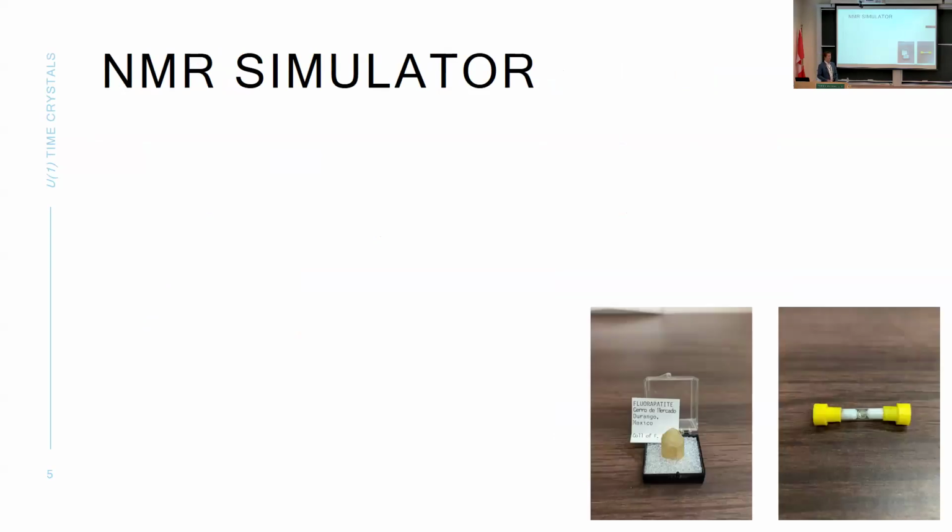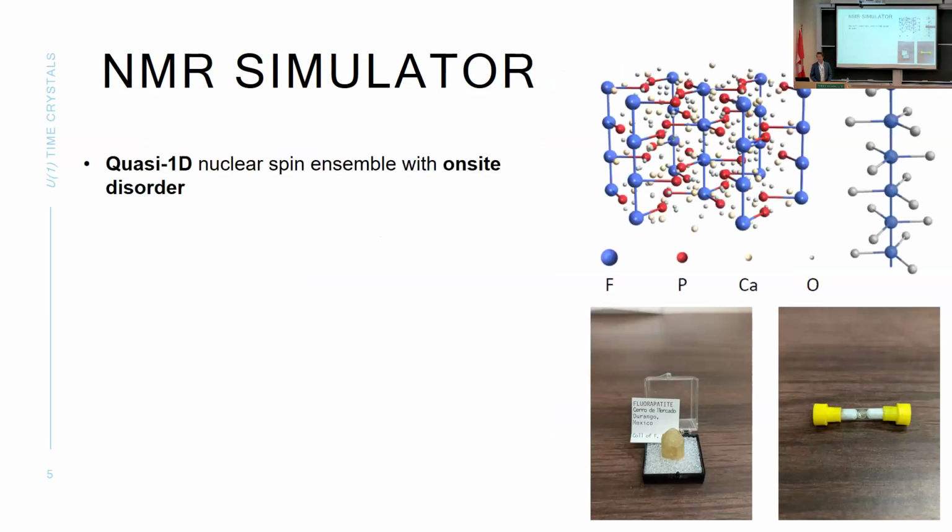So how does an NMR simulator work? Well, if we want to talk about a time crystal, we're going to need a physical crystal. And the solid state NMR system I'm going to be talking to you about is fluorapatite, which is very cool because it's a quasi one-dimensional nuclear spin ensemble with on-site disorder. So how do we understand this? Because this is a macroscopically sized system.